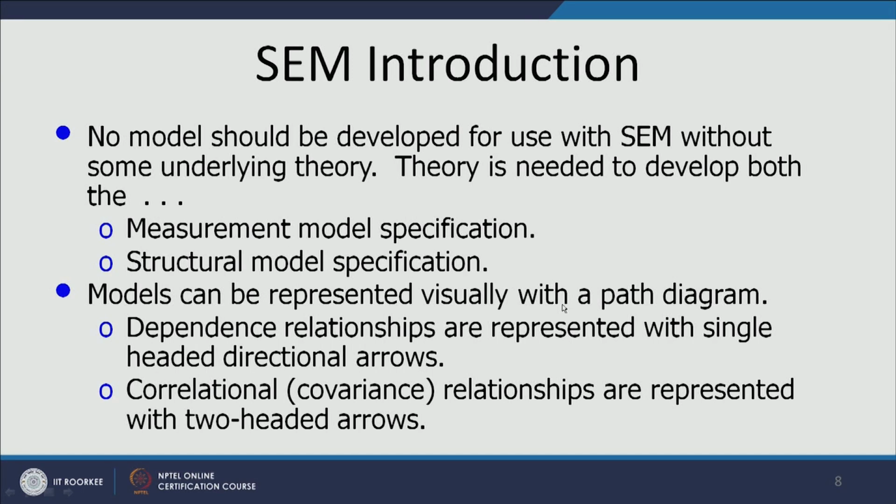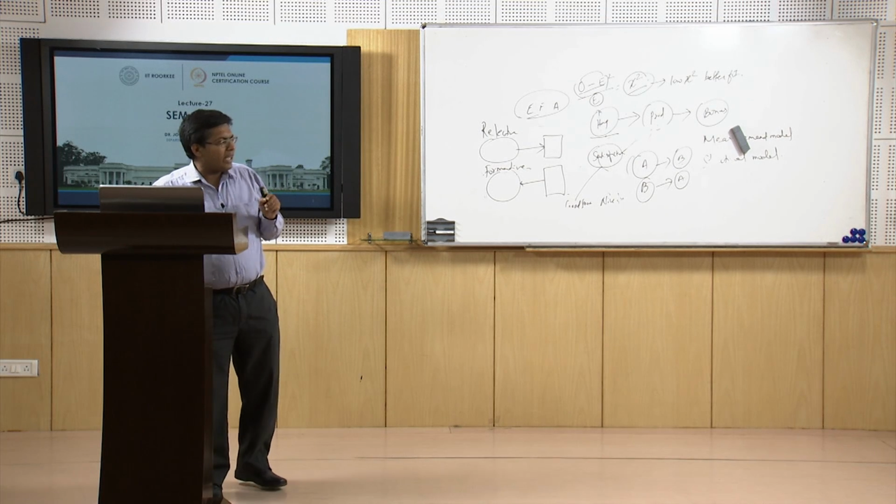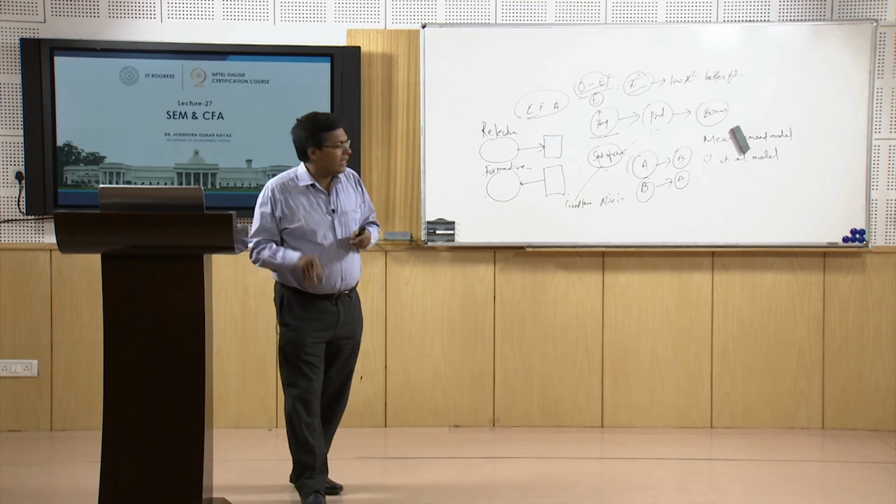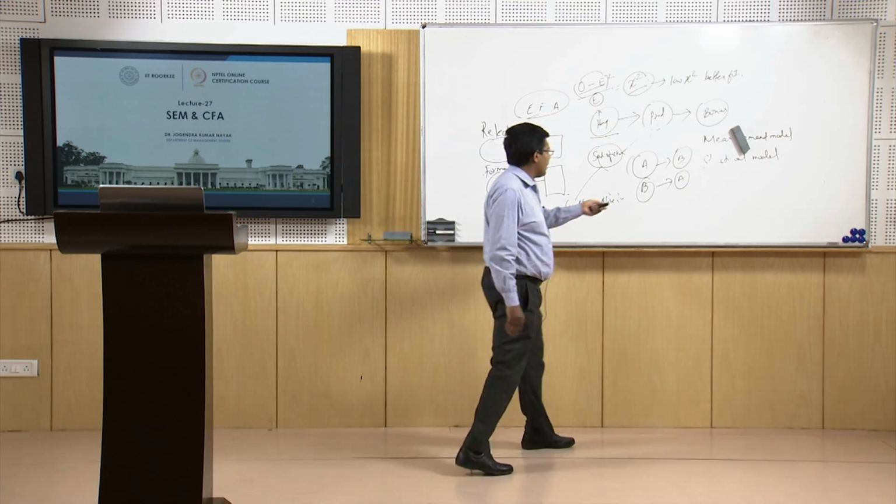Models can be represented visually with a path diagram. So, you can see this is a path diagram, right. The dependence relationships are represented with single headed directional arrows. So, if there is a dependence relationship, that is A is dependent on B, A affects B, in that case we have a single arrow.